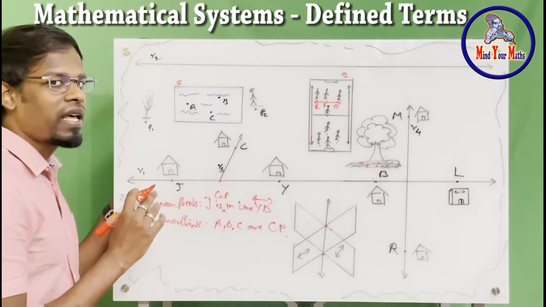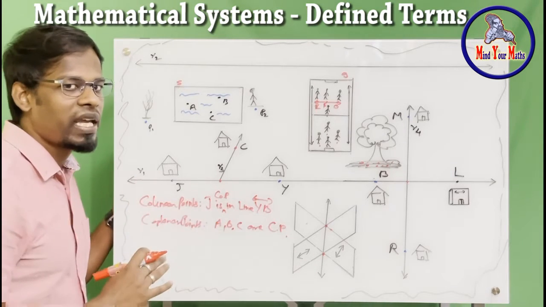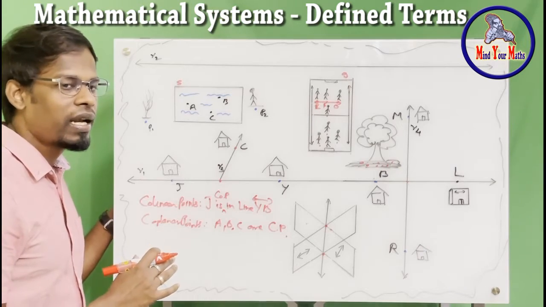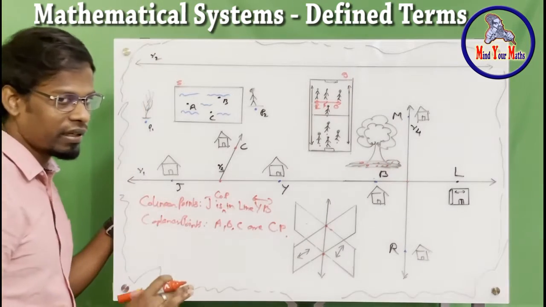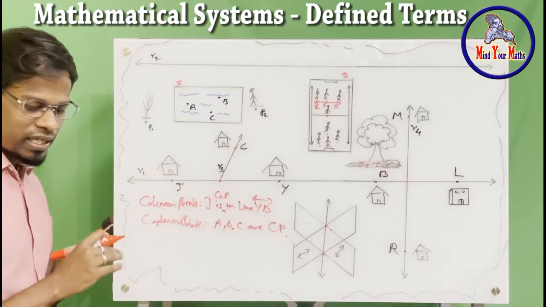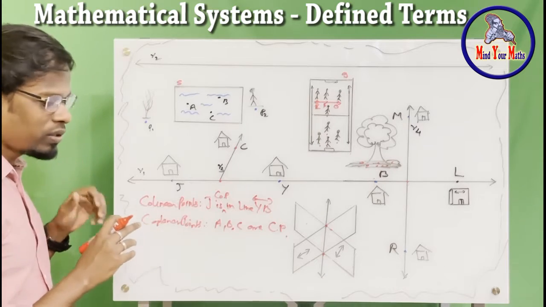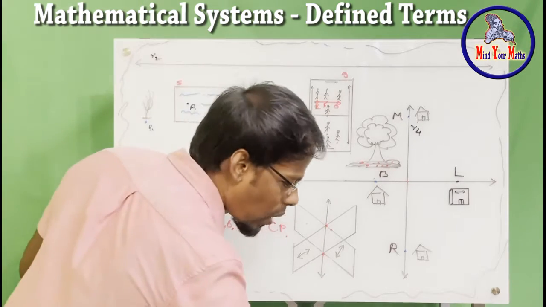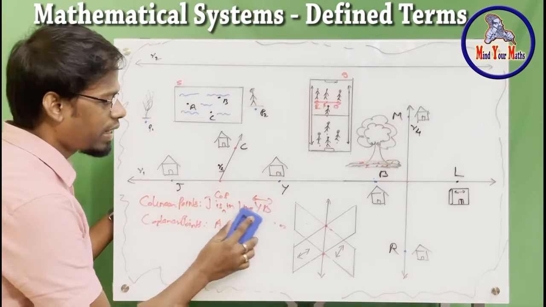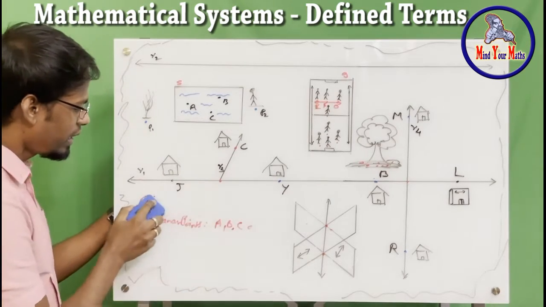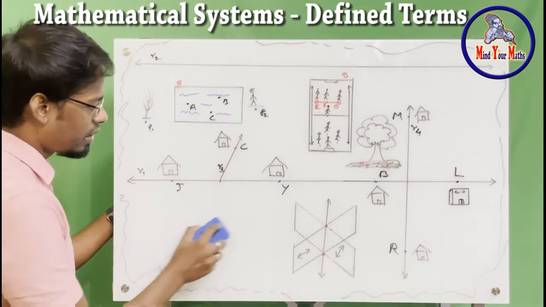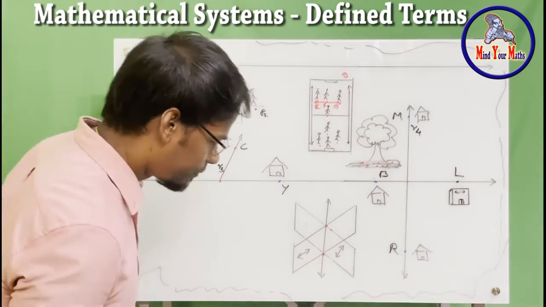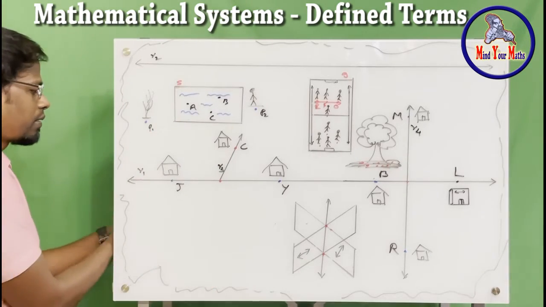But not all points can be collinear points unless they fall in a straight line. Got it? Okay, so the next one that we see is about lines. Now we saw the points, next we will see about lines. In the lines, now I'll use a different color.